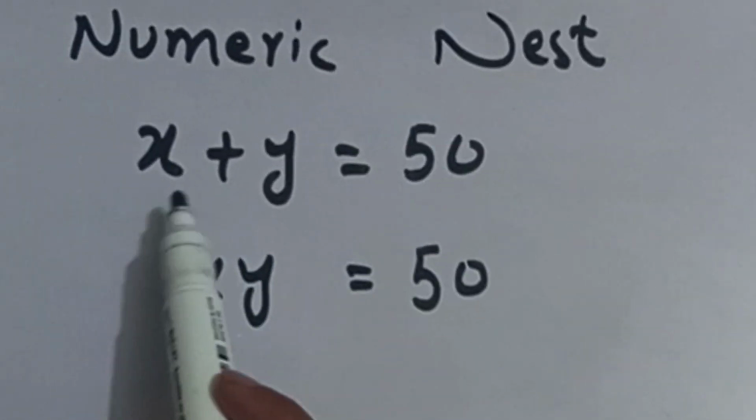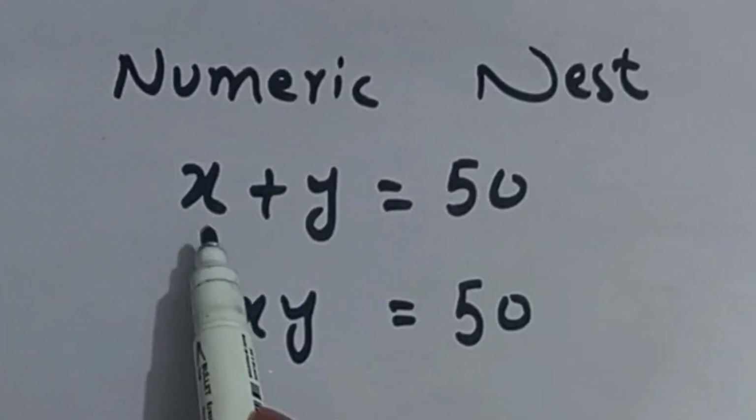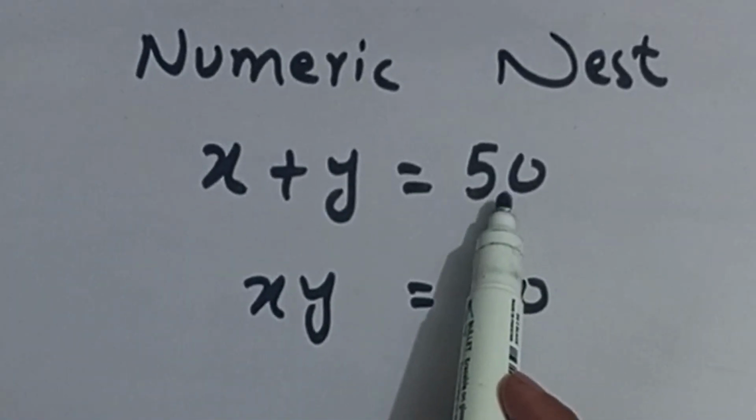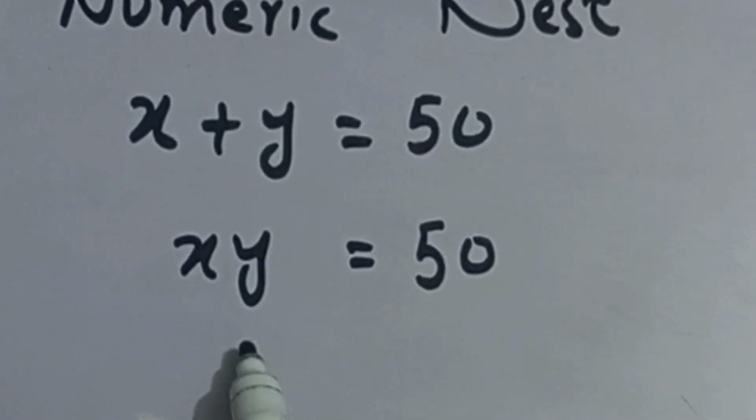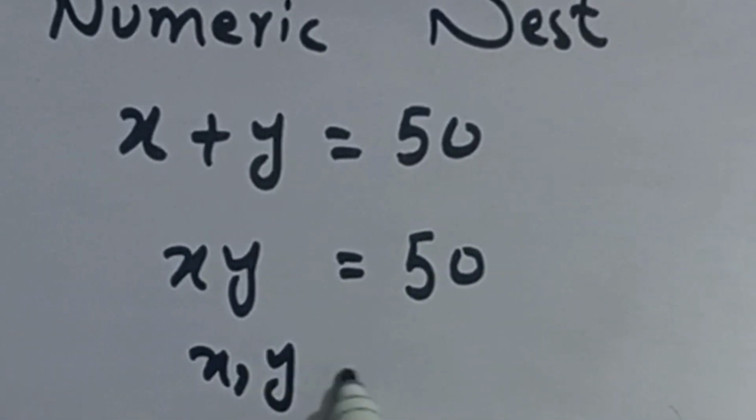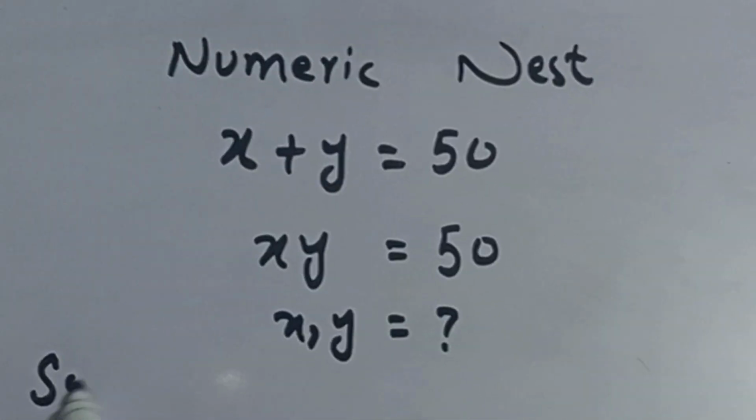And in this video, we are going to solve this question. We have x plus y equal to 50, and the product of x y is also equal to 50, and we find the value of x and y. So let's start.